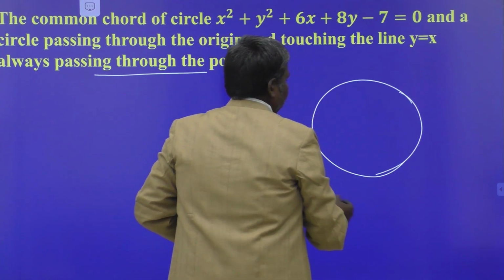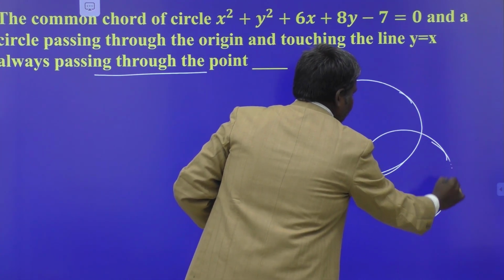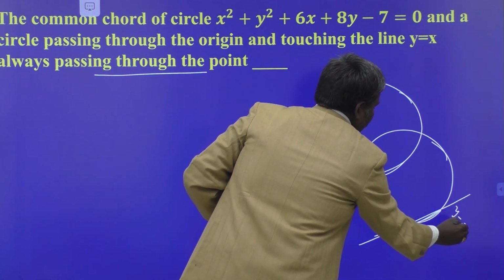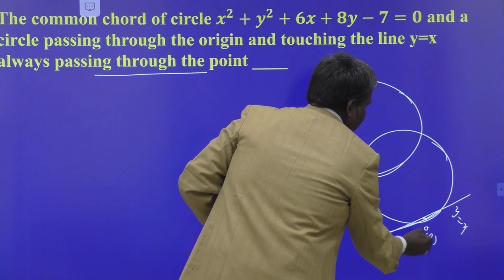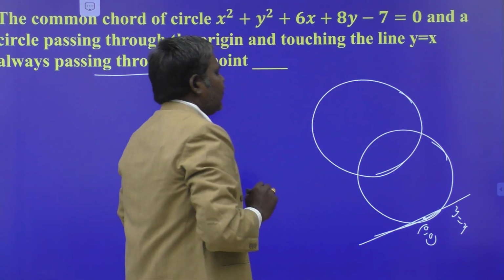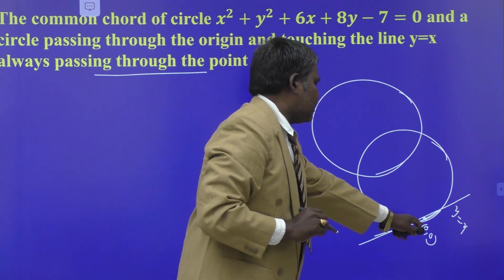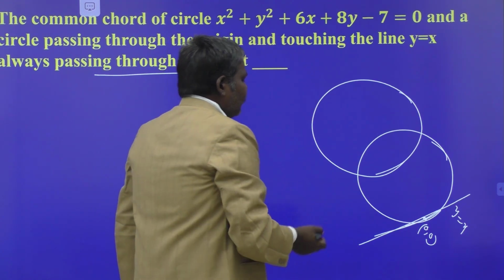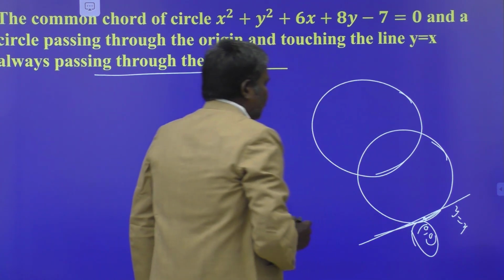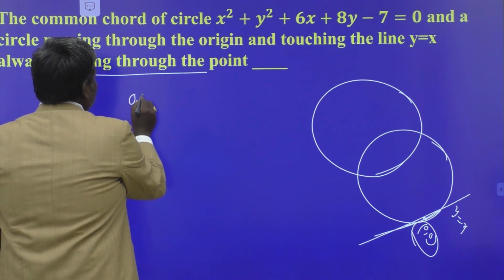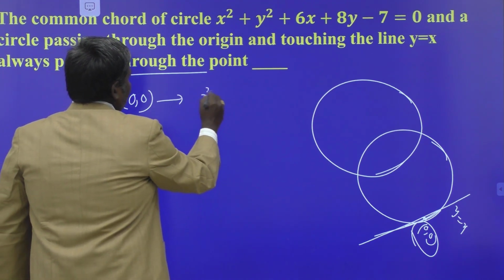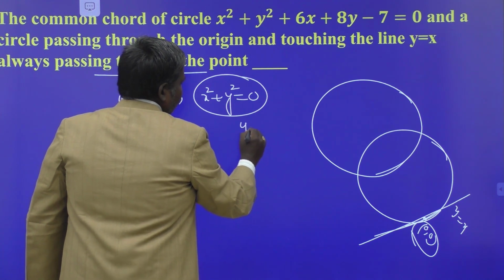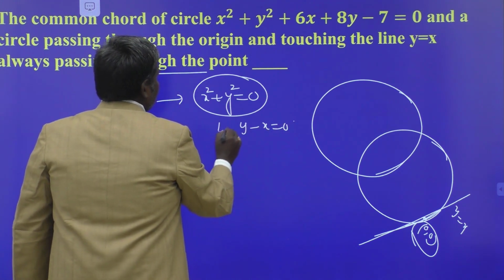So this is the first circle, and another circle is given to you indirectly that touches the line y equal to x at the origin. So how many circles can you draw? An infinite number of circles may be prepared in such a way that the circle touches the line y equal to x at the origin. What is the form? Can I write the point circle for this one or not? What is the point circle of the origin here, my dears? That is x square plus y square equals 0. What is the line? y minus x equal to 0, or x minus y equal to 0.